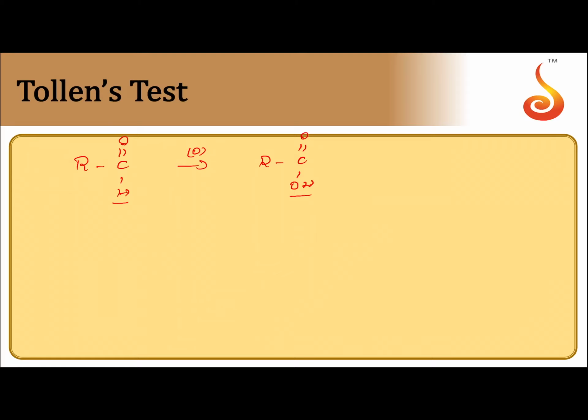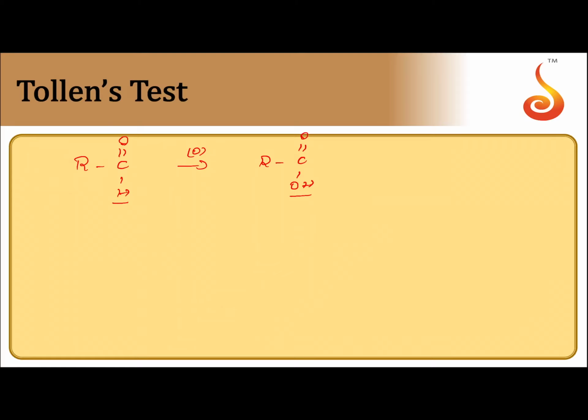Now what is Tollens reagent? Tollens reagent is an ammoniacal solution of silver nitrate. So when an aldehyde is treated with Tollens reagent, the reagent is reduced to metallic silver, which means silver will get deposited on the walls of the test tube as a bright silver mirror.